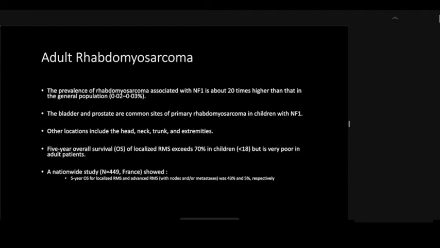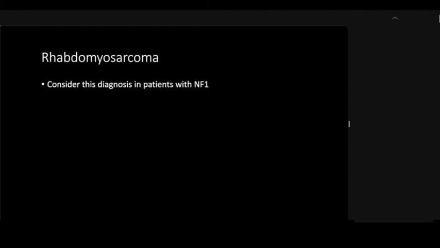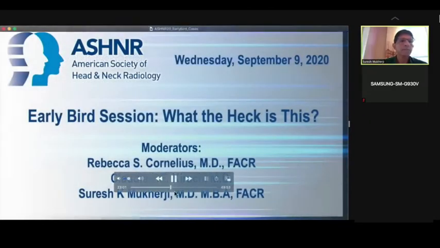And this patient who only had localized disease received chemotherapy after treatment with resection and has been disease-free since 2018 and is being followed up with serial CTs. So in this case, I would encourage to consider the diagnosis in patients that have NF1. I'll take any questions if there are.